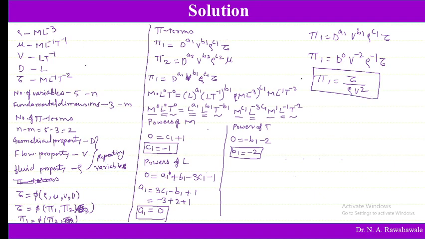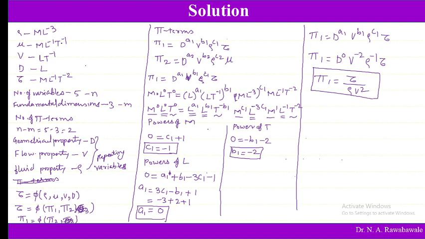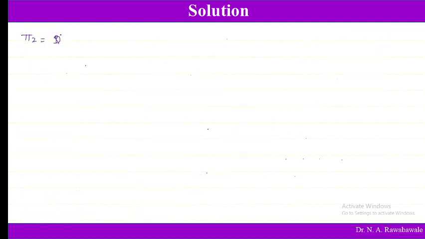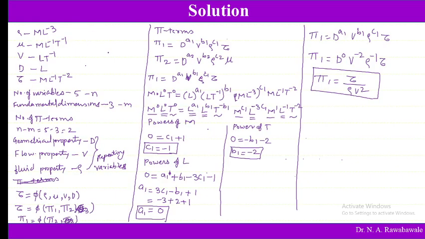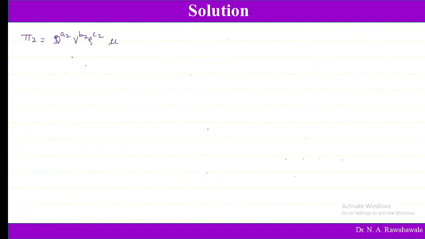Now we see the second term, the pi 2 term. So the pi 2 term is d to the power of a2, v to the power of b2, rho to the power of c2, mu. So the dimensions of pi are m to the power of 0, l to the power of 0, t to the power of 0.